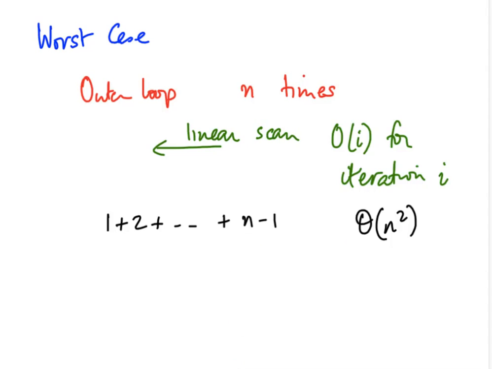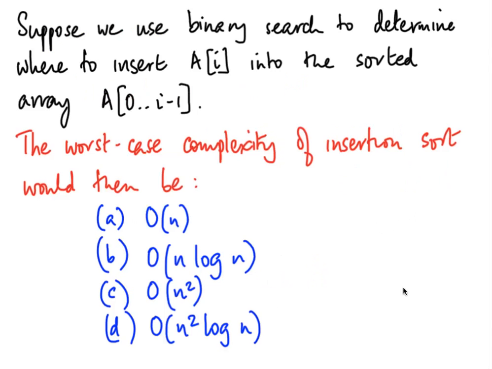The real value, as we will need to point out, is actually n into n minus 1 by 2. So this is important because we will think about average case in a minute. So in the worst case, it is theta of n squared, and there's just a simple analysis based on the linear scan n times. Suppose we had used binary search instead of a linear scan to decide where to insert ai into the sorted array a0 to ai minus 1.